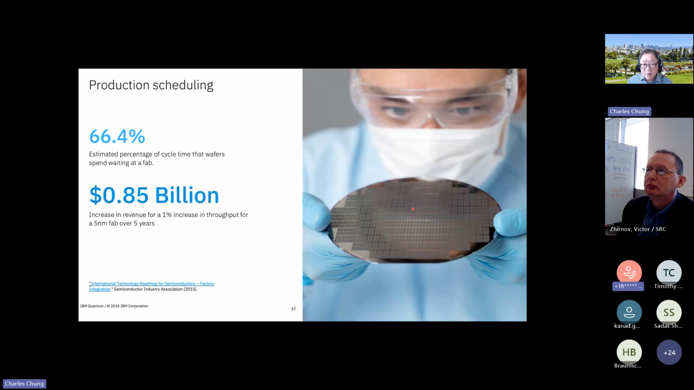An example of that is production scheduling. In the IRDS roadmaps, you can calculate that wafers spend about 2/3 of their time simply sitting around at the fab and waiting, which is kind of an astounding statistic to me, given the fact that fabs cost $25 billion. If you're able to increase the throughput at a fab by 1%, so this goes from 66 to 65% wait time, the increase in revenue at a 5 nanometer fab would be approaching $1 billion over 5 years. So this is a hard problem.